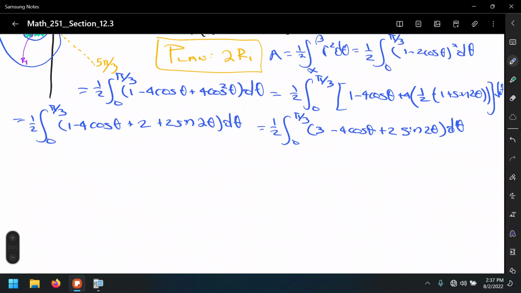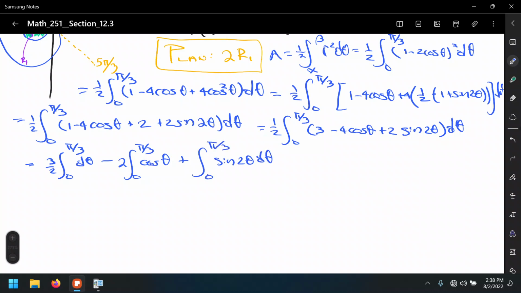And well, now we can write 3 integrals. So that's going to be 3/2 the integral from 0 to pi over 3 d theta, that's the first integral, minus, this term that multiplies the cosine times the 1/2 outside of the integral will be reduced to a 2, integral from 0 to pi over 3 cosine theta, plus 2 times 1/2 here, that will become just the integral of sine 2 theta from 0 to pi over 3 d theta. And we may now integrate these three terms right here.